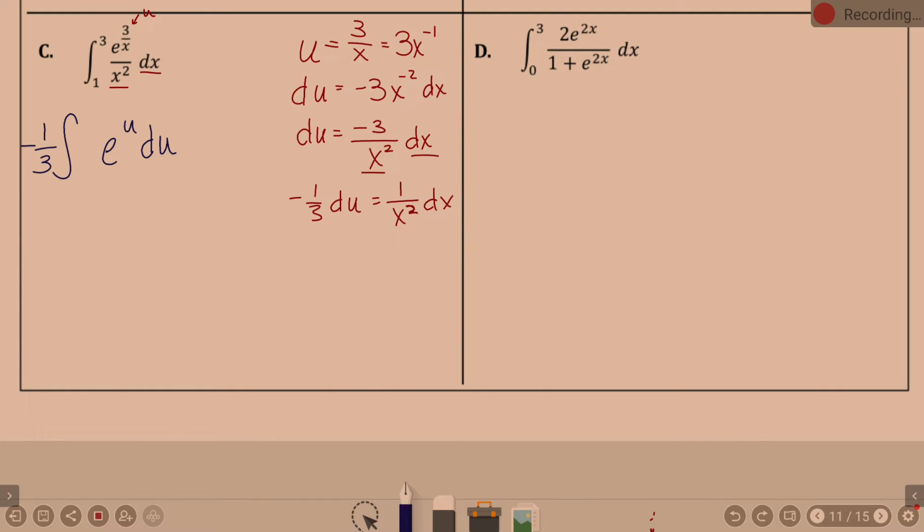Boundaries. Well, let's see. When x is 1, u is 3 over x. 3 over 1 is 3. When x is 3, u is 3 over 3, which is 1.